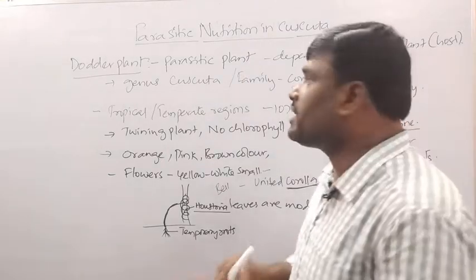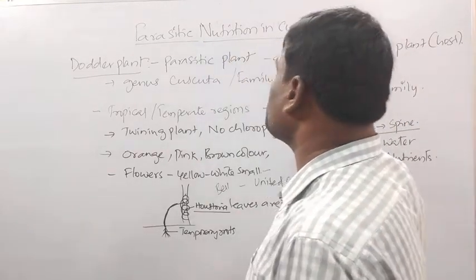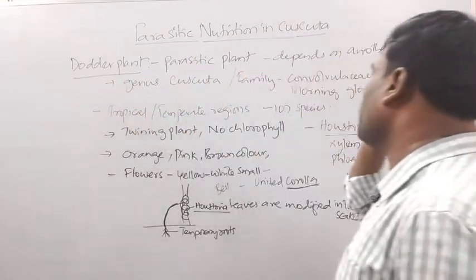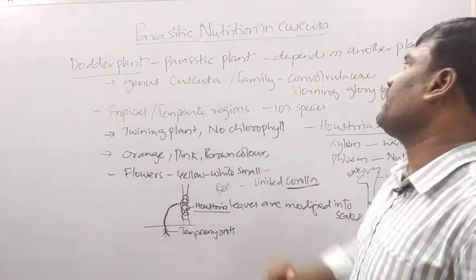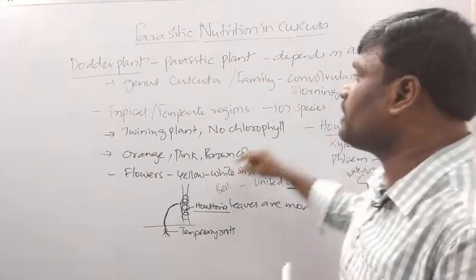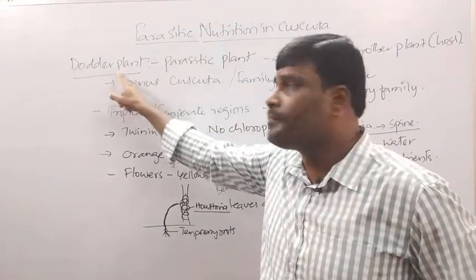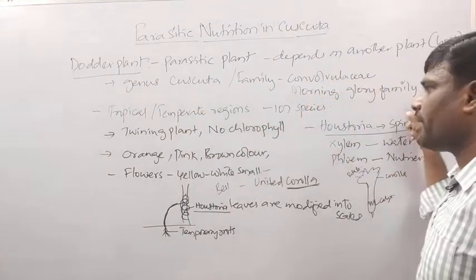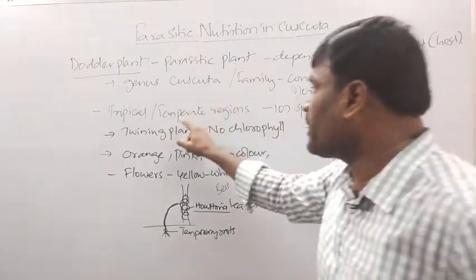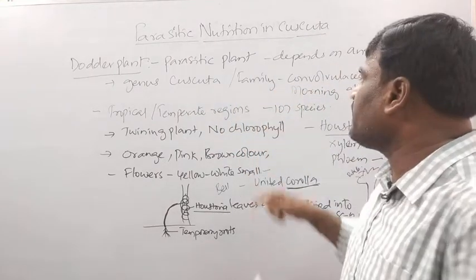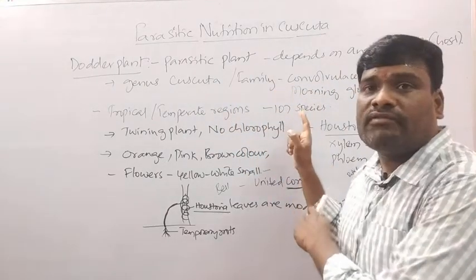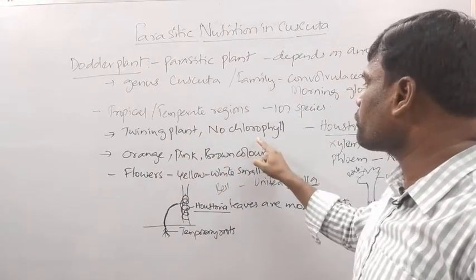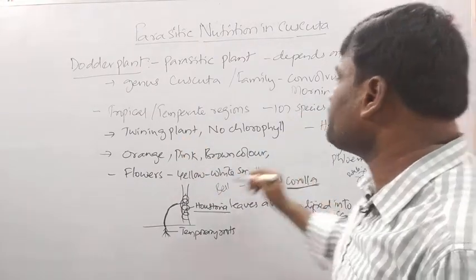Okay, so this is about parasitic nutrition, children. This parasitic nutrition is seen in the dodder plant. It is a parasitic plant. It depends upon another plant, children, and this dodder plant belongs to the genus Cuscuta and the morning glory family. It is seen in tropical and temperate regions, and more than 107 species are seen. It is a twining plant, with no chlorophyll and leaves.